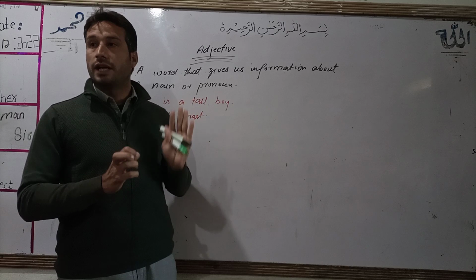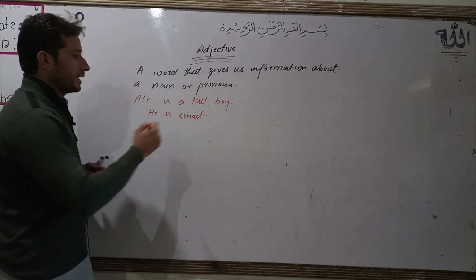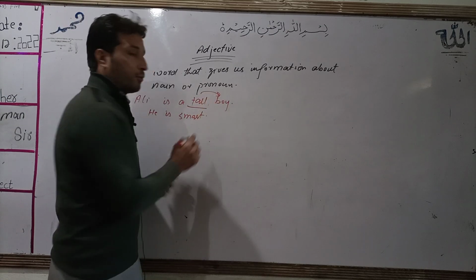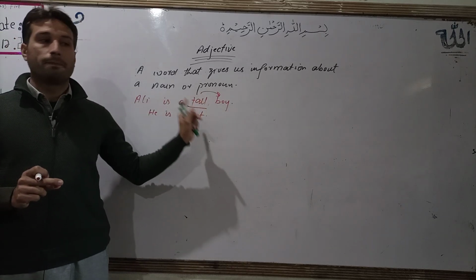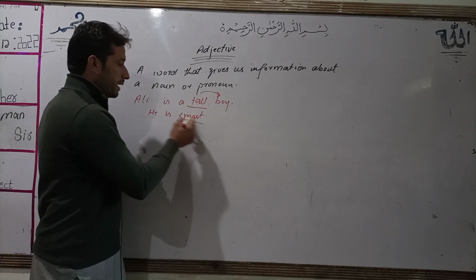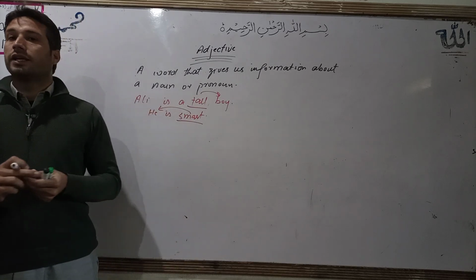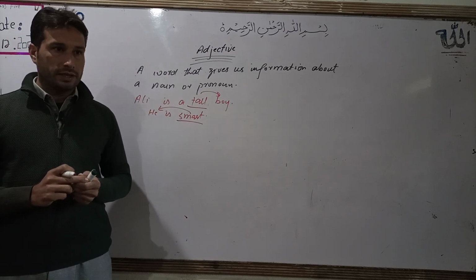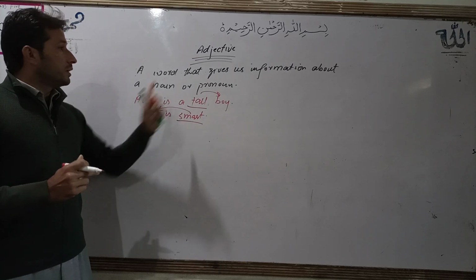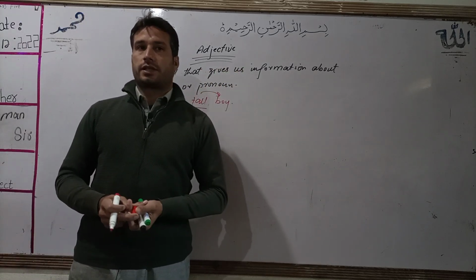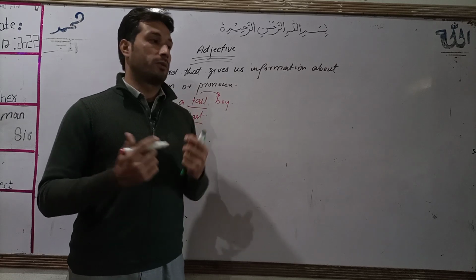An adjective gives information about a noun. For example, if I say tall boy, boy is a noun and tall gives me information about that noun, so we call it an adjective. Similarly, smart gives me information about he, and he is a pronoun. So it is an adjective. What kind of information does it give us? That is important.